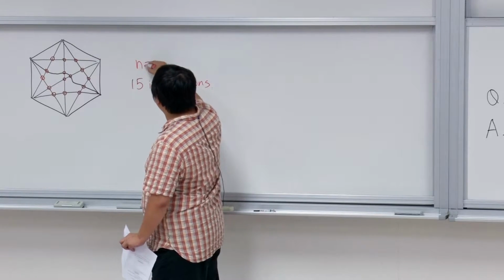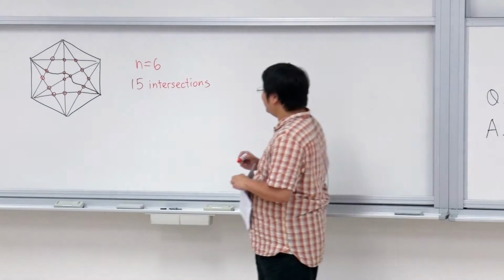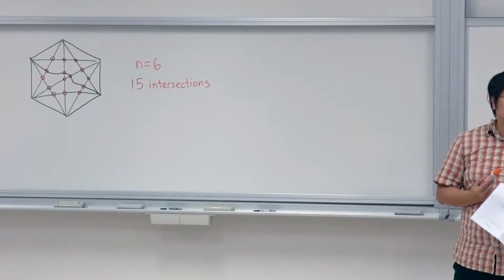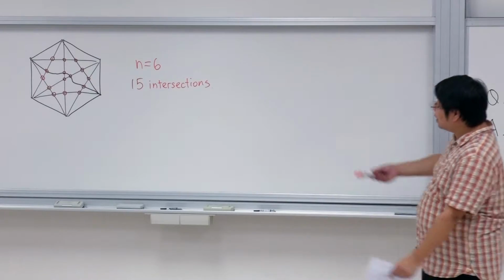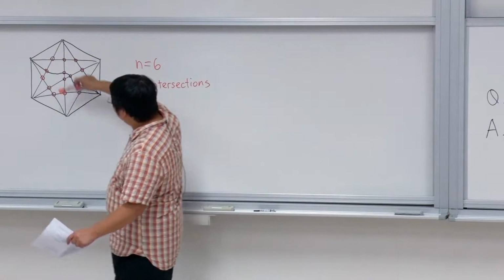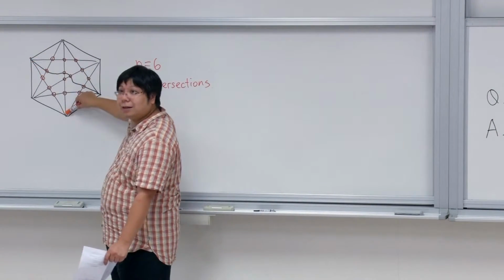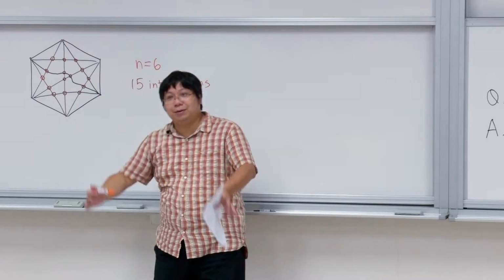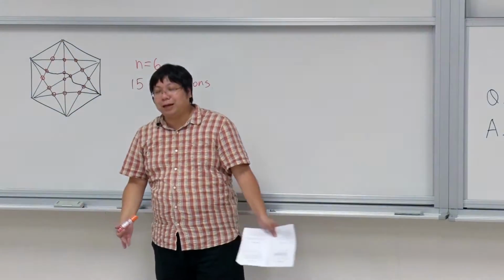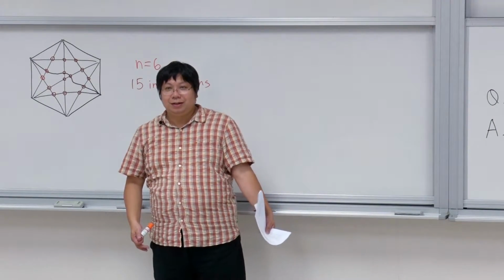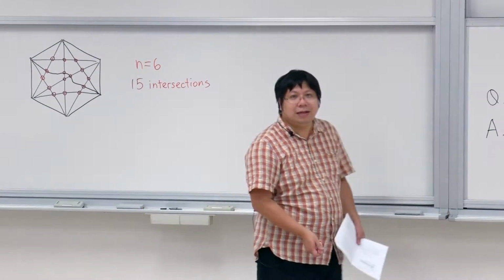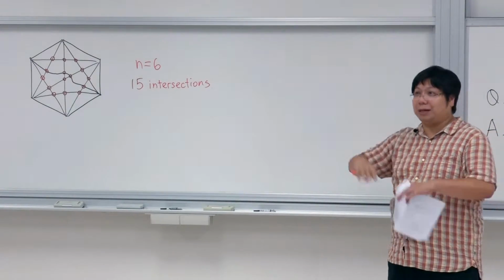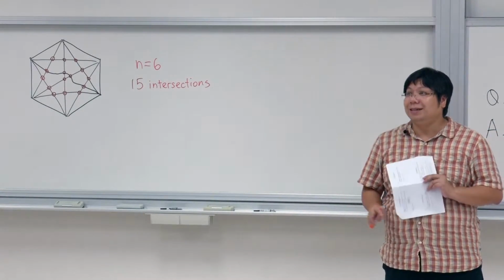So n is equal to 6. There are 15 intersections. So how do we get this? Here, if you look at it, this is a diagonal, and this is another diagonal. These 2 diagonals look like they are parallel to each other, so they don't make any intersection at all. So it seems like it is not the number of diagonals choose 2 and then minus something. It is not that.